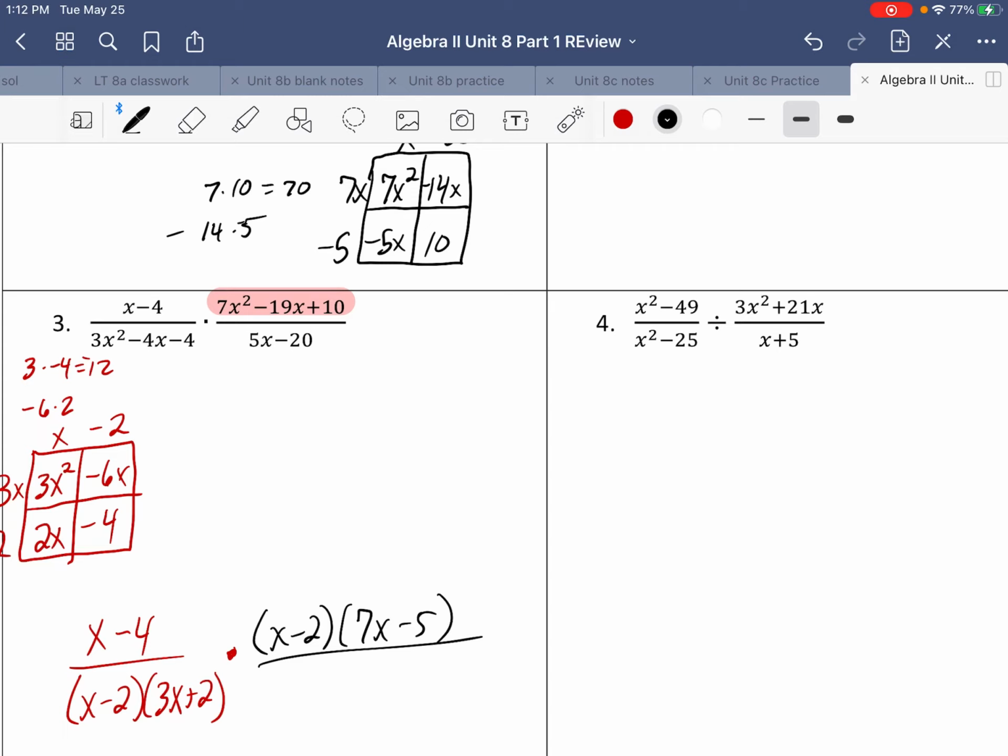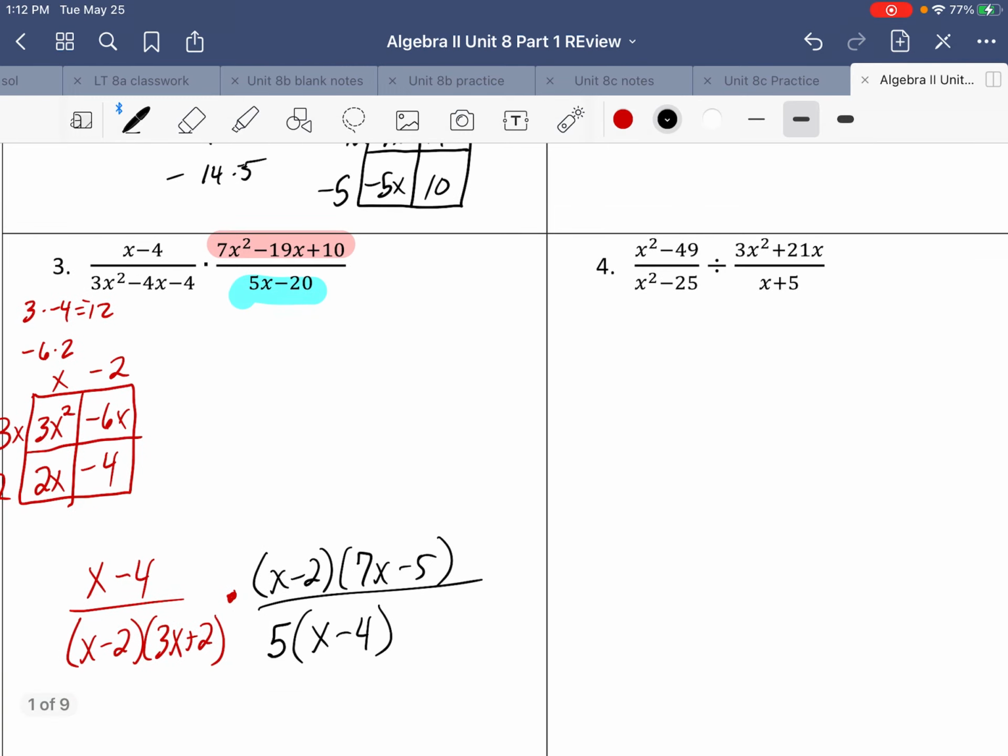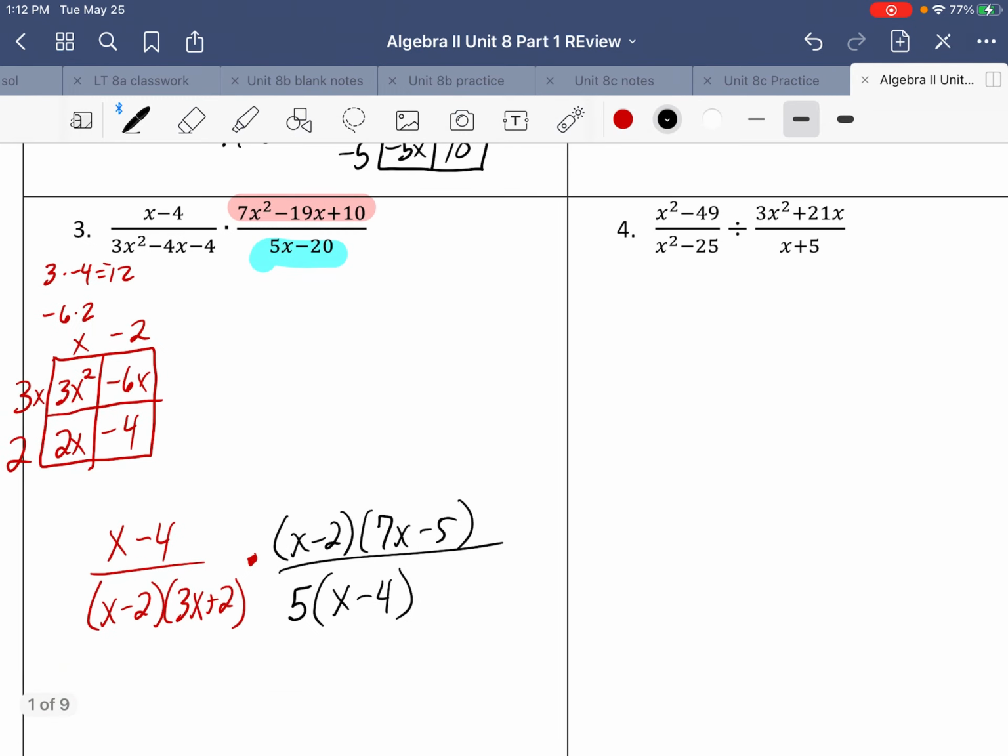And the last denominator, at least this one's a little easier to do, I hope. 5x minus 20. It's a linear binomial, so the greatest common factor, is there one? Yes, it's 5. Divide each term by 5. Get x minus 4. All right, finally, everything is factored.